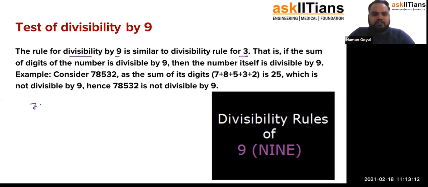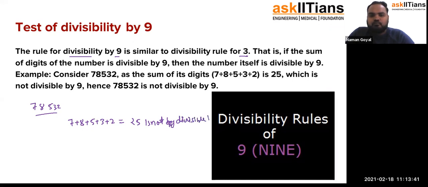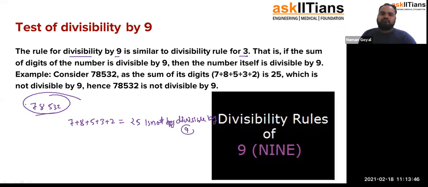For example, if we take a number 7 8 5 3 2, the sum of the digits is 7 plus 8 plus 5 plus 3 plus 2. So 7 plus 8 is 15, 15 plus 5 is 20, 20 plus 3 is 23, plus 2 is 25. So 25 is the sum. Now 25 is not divisible by 9, so that number is also not divisible by 9. Are you getting my point?